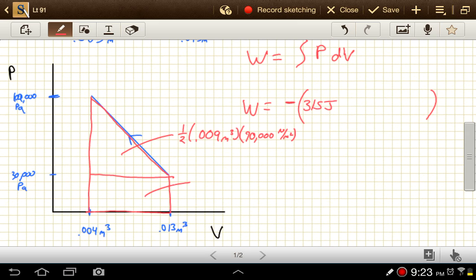And then here, the area of the rectangle is going to be 0.009 cubic meters, the length, times the width, or the height here, which is 30,000 newtons per square meter. So 0.009 times the 30,000 gives us 270. Okay, so our work overall is going to be 315 joules plus 270 joules, so 585 joules, but negative 585 joules.